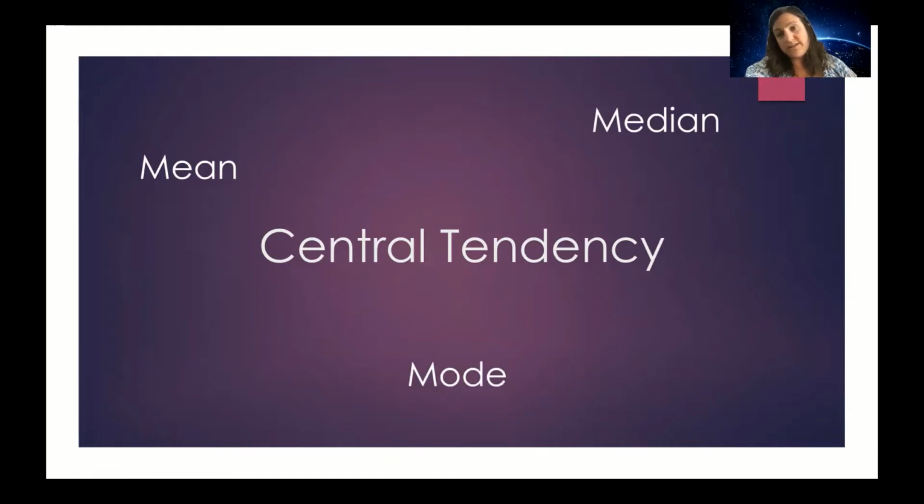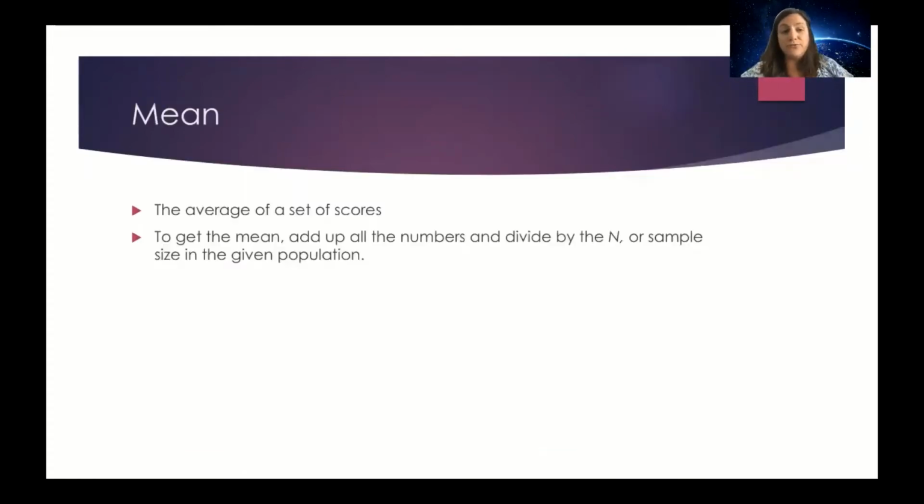And so what statisticians and psychologists are interested in is the average of a set of data. These three different types of averages give us different information about where the center point of the data lies. So the first one is the mean. The mean you guys are probably familiar with. It's the average set of scores. So it's taking the average of a number.